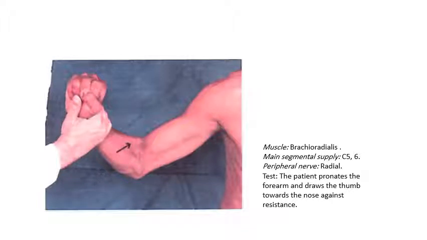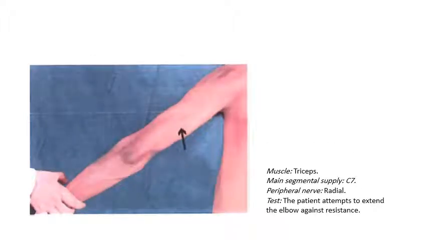Brachioradialis is supplied by C5 and C6 and by the radial nerve. It is examined by asking the patient, while the forearm is in the mid-prone position, to try to flex his forearm against resistance. Triceps muscle is supplied by C7 mainly and the radial nerve. It is tested by asking the patient to extend the elbow against resistance.